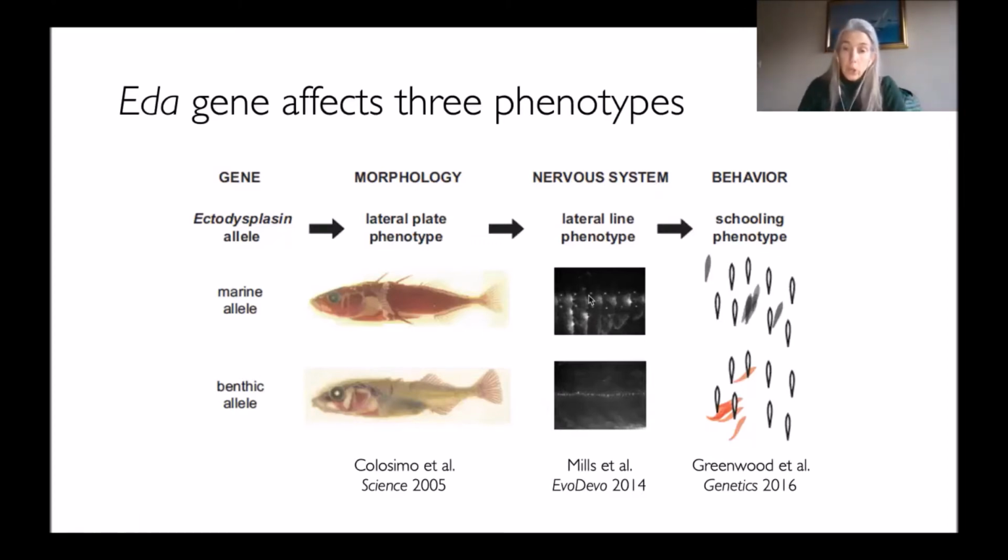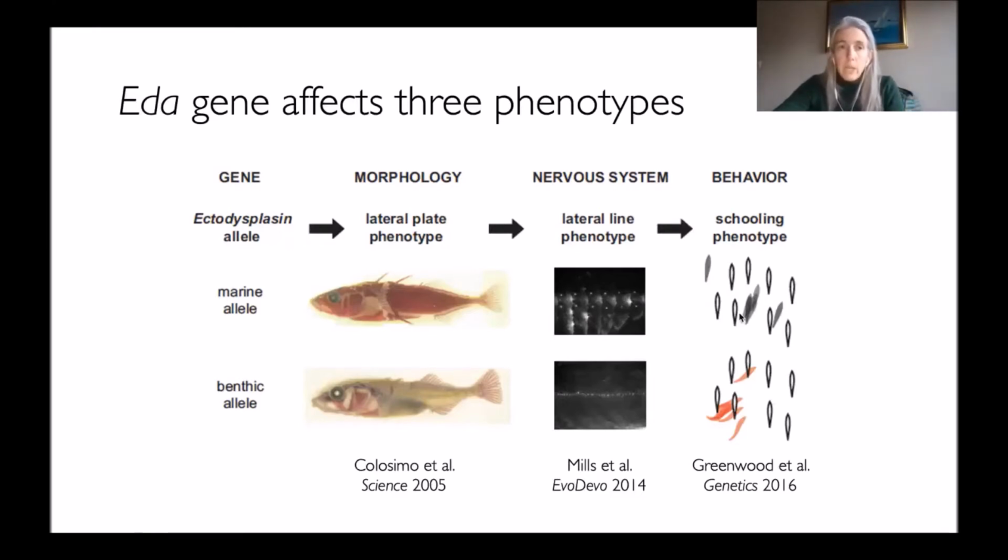We also showed that it leads to a difference in schooling behavior. Marine sticklebacks school very strongly. Freshwater sticklebacks tend to not school very strongly or not maintain a parallel position in a school. But overexpression of EDA in freshwater sticklebacks drives them to behave more like marine sticklebacks in this schooling assay that we developed. So we know that the EDA gene itself has pleiotropic effects on at least 3 phenotypes.